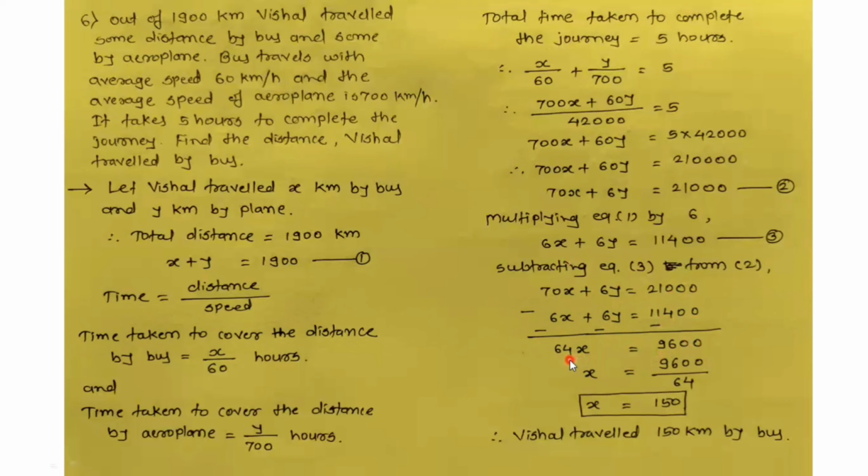To find the value of x, we transfer 64 to the right hand side, to get x is equal to 9,600 divided by 64. If we simplify this, we get x is equal to 150. We assumed the variable x for the distance traveled by the bus, and the question asks to find the distance Vishal traveled by bus. That is, Vishal traveled 150 kilometers by bus.